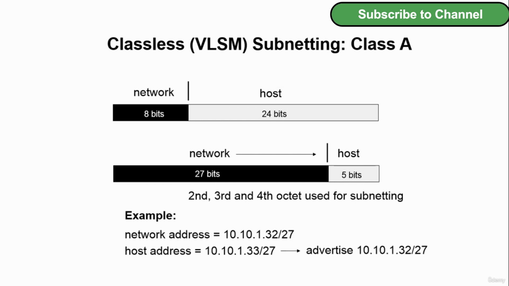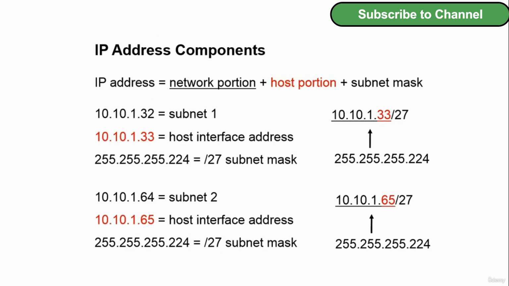So 1.32 is an example of one of the network addresses I can get within /27. And then there's the host address 33. And what's advertised is 10.10.1.32, the network address. And here the subnet is 32, and there's 33, my first host interface. Then 64 would be the next one, and 65. And pretty much shows you here the 33 is the host number, and 10.10.1 was the network address.